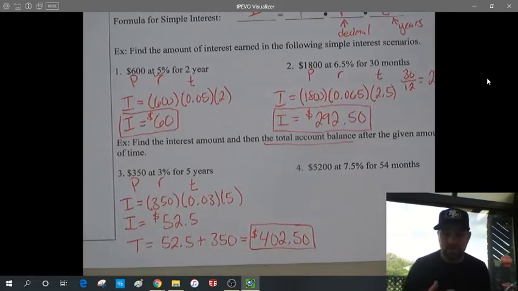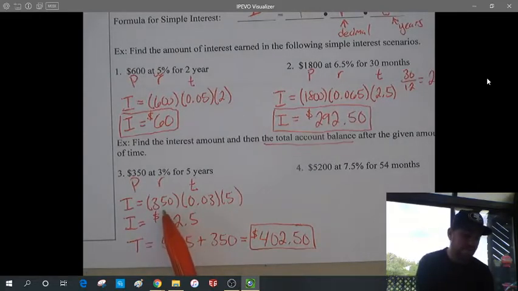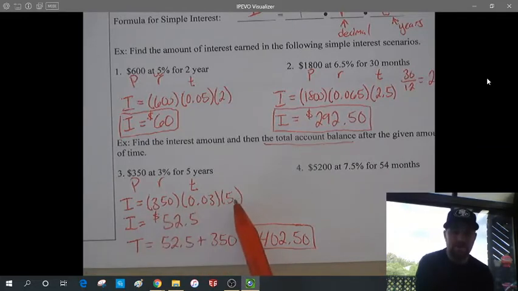So again, two ways that it could be happening. You started with $350 that you deposited, and after 5 years, now you have $402.50 in the bank, or you borrowed $350, and after 5 years that you paid it back, you now have paid a total of $402.50 for having borrowed that $350.